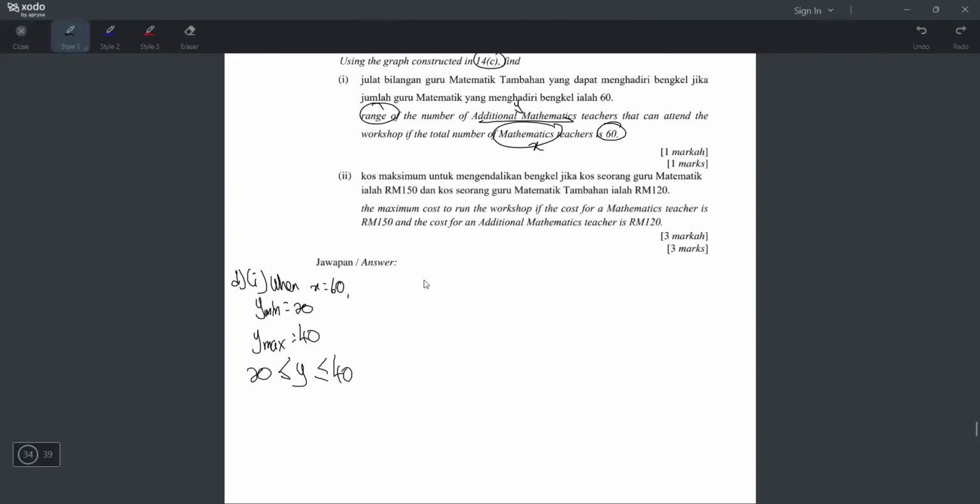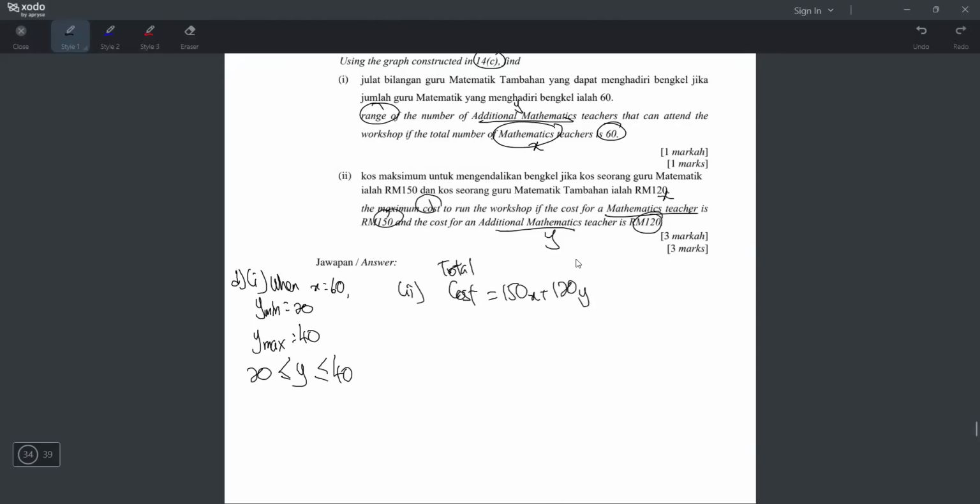Okay, now it's time to do the D2. Find the maximum cost to run the workshop if the cost for mathematics is 150, cost for Addmaths is 120. Okay, maths teacher is X, and then Addmaths is Y. So sekarang kita boleh cari dia punya cost. So the total cost will be how much? Total cost. Okay, mathematics teacher is 150, but this 150 is one mathematics teacher. But if you have X, then it will be 150 times X plus 120 times Y like this.